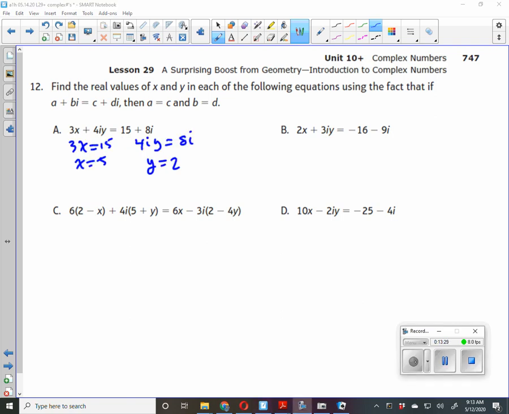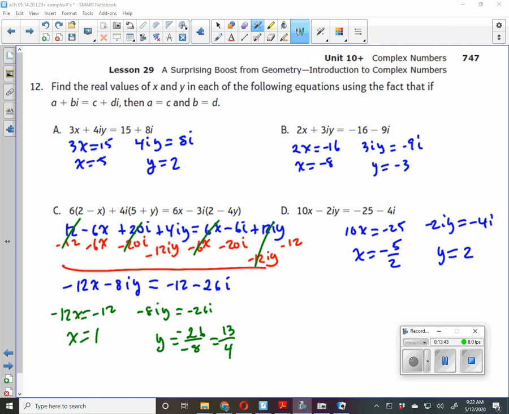All right, just to clarify, we can solve for x and y knowing that these are equal, and then put together your complex number. Okay, so if you isolate the x's and y's, you can solve for x's and y's. C was a little more complicated in that you had to distribute and then organize your x's and y's.